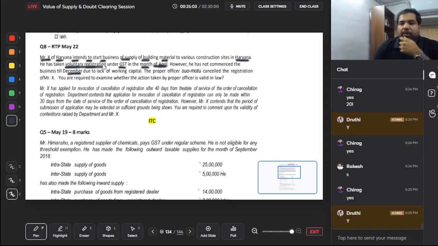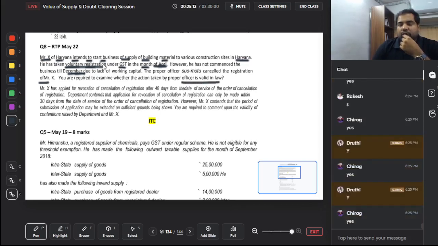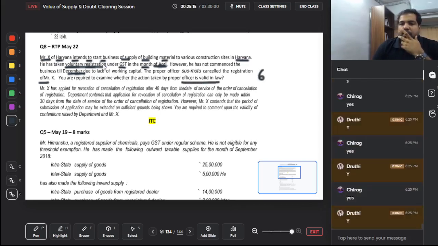Guys, from April to December he has not commenced. Is it more than 6 months? Yes. The proper officer can suo motu cancel the registration. Is this valid? Yes, guys, because if you don't commence your business for how many months? 6 months, he may cancel your registration.